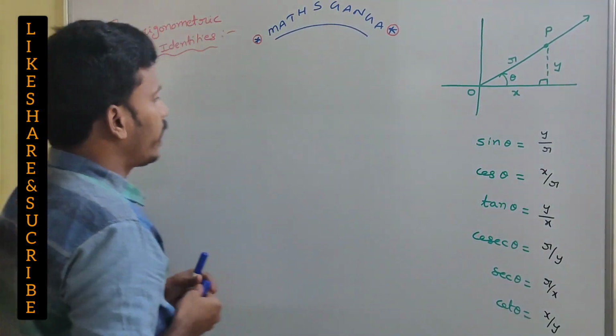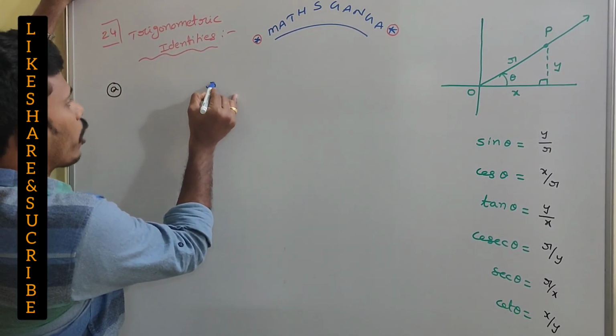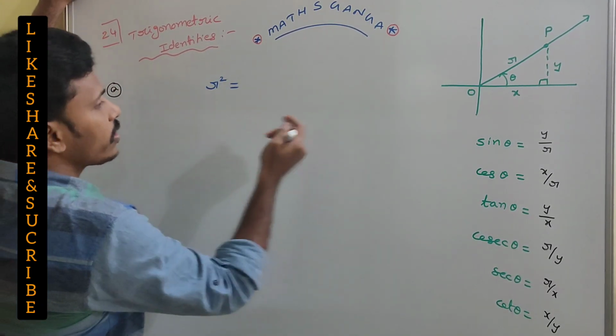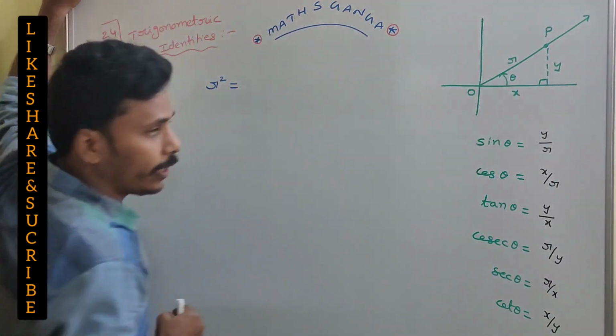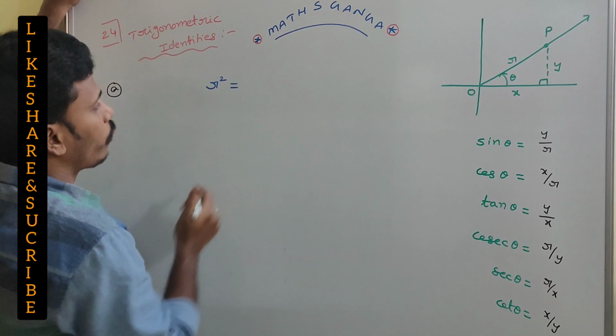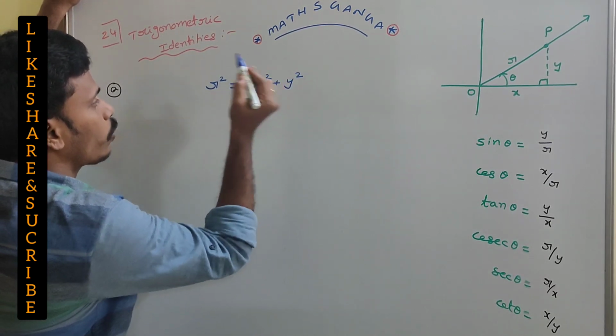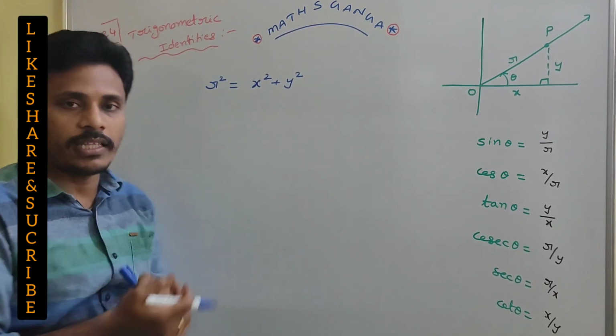What is a Pythagorean result? I think we are all familiar that the square of the hypotenuse, here in particular r is the hypotenuse because it is opposite to 90, and x and y are the other two sides of the right angle triangle. So r square is equal to x square plus y square. Right. So this is the Pythagorean result.